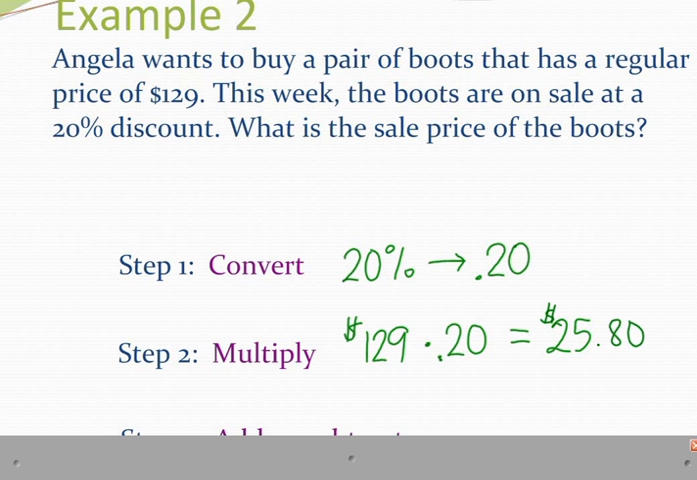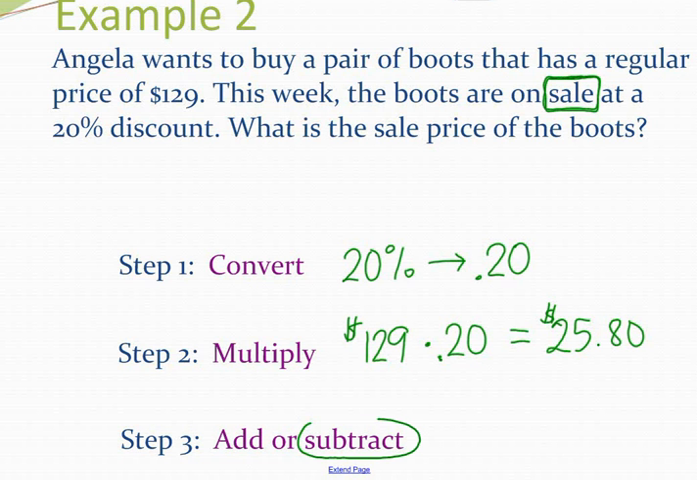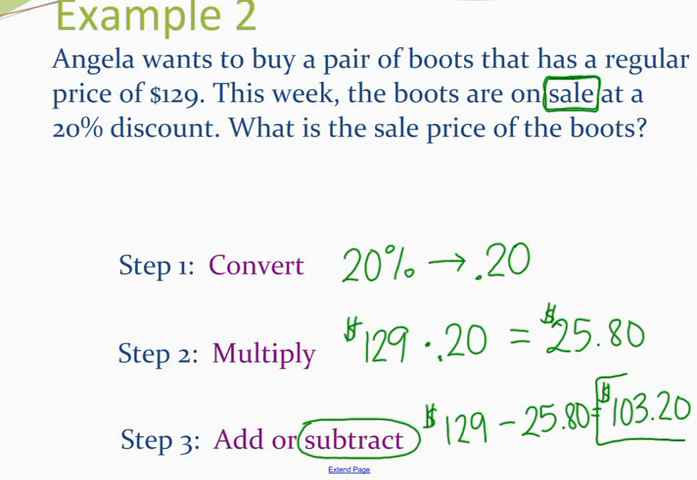Now, since these are on sale, we're going to be saving $25.80. So we're going to be subtracting $129, the cost of the boots, minus $25.80, the amount we're saving, is going to give us $103.20. And that is how much we have to pay for the boots. Now, if this were a complex problem and we had a second step to find the tax, we would use this new amount that we got, the 103.20, and find the tax. Okay, that's what we'll be using when we multiply.